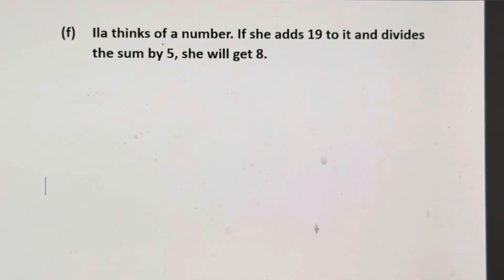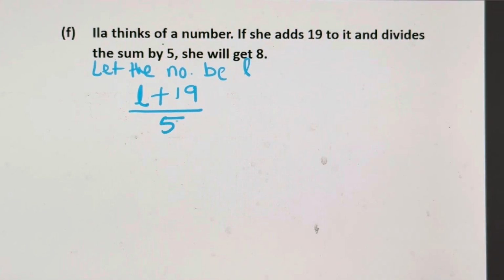Now question number F. Ela thinks of a number, if she adds 19 to it. So let the number be L. Since Ela is thinking, let it be L. You can write the first letter of your own name, that alphabet. So L, Ela thinks of a number L, if she adds 19 to it. Now this is a little different. And divides the sum by 5. Divides the sum by 5 means whole upon 5. This is L plus 19, and she will get 8.